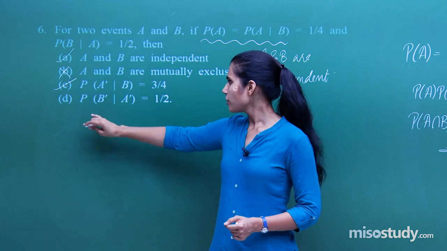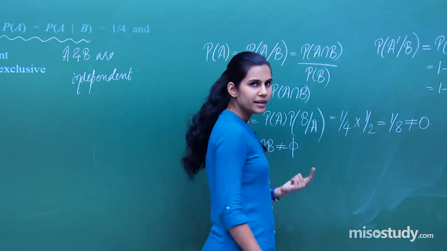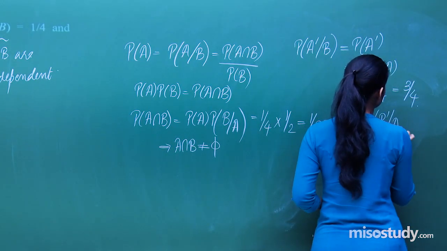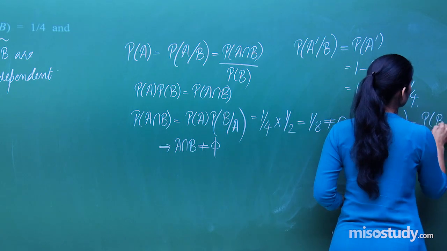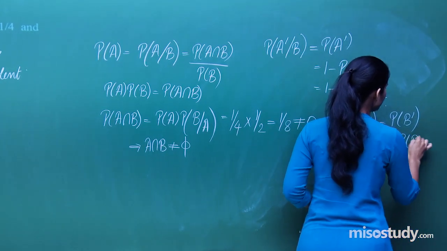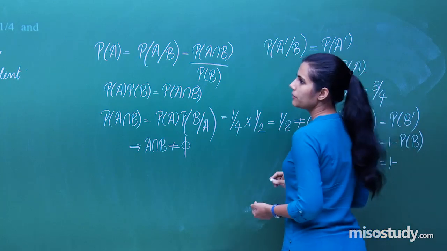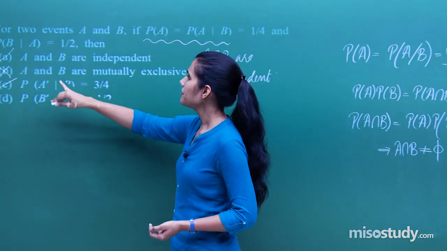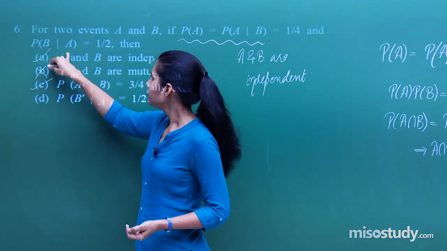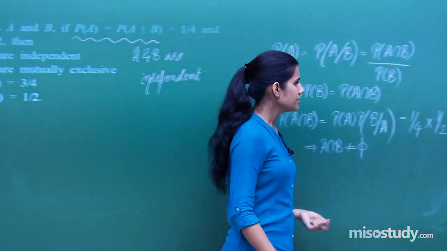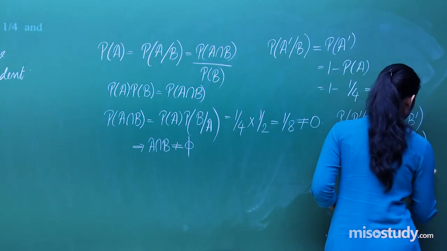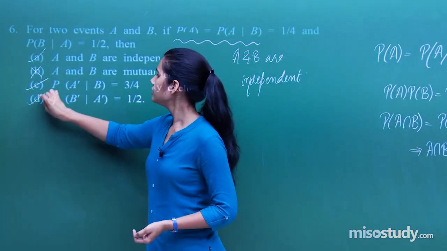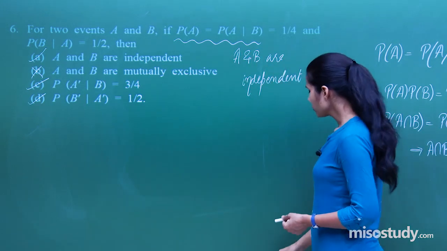Similarly, what is probability of B dash by A dash? Now if A and B are independent, B dash and A dash are independent. So probability of B dash by A dash is same as probability of B dash, which is 1 minus probability of B, which is 1 minus what is probability of B? Now if A and B are independent, probability of B is same as probability of B when A has already happened, which is equal to 1 by 2. So this is 1 by 2. And therefore even this is true. Clear? Let's move on to the next question we have.